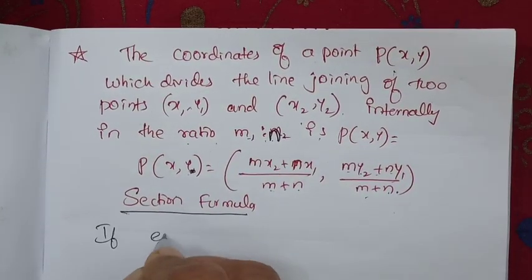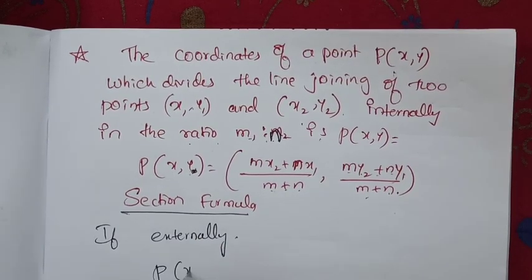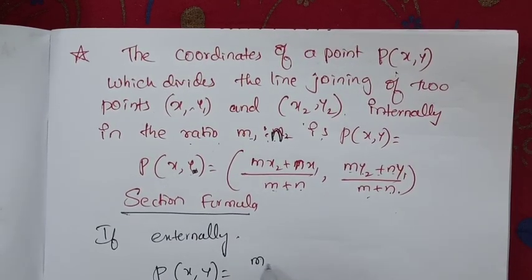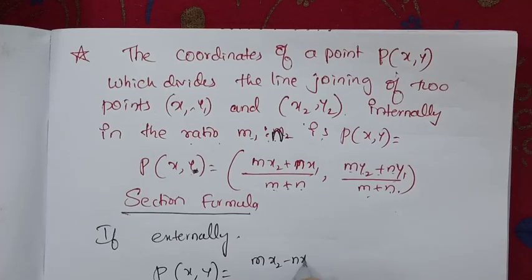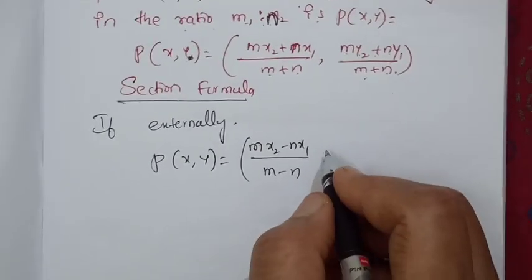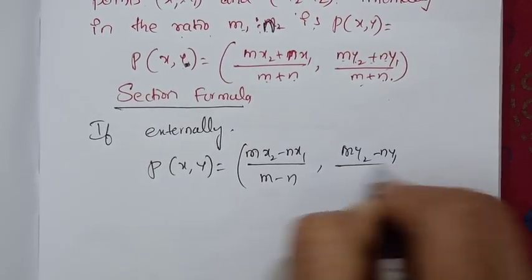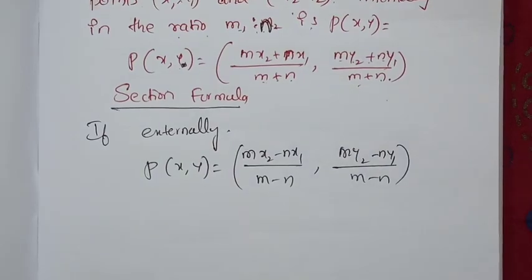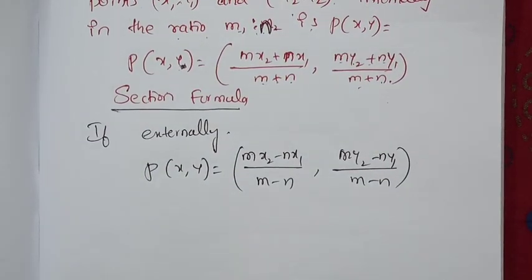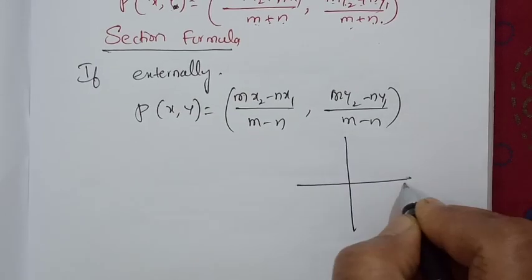If externally, P(x, y) is equal to ((mx2 minus nx1) by (m minus n), (my2 minus ny1) by (m minus n)). So this is the section formula. It is also very important. I'll just draw and show you.